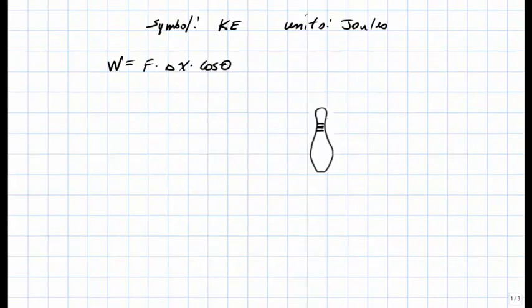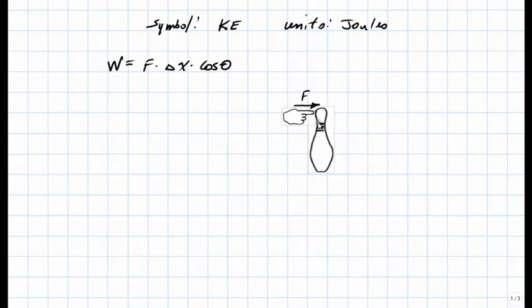So, there's our bowling pin, and let's now imagine that we're going to knock it down with our finger. In order to knock it down, we're going to have to apply a force with our finger. So there's our force. And that force is going to cause the pin to undergo a displacement, right? The top of the pin will actually travel a certain distance before it gets knocked down. And therefore, we are applying work towards knocking down this bowling pin.